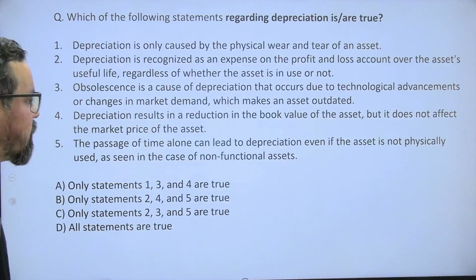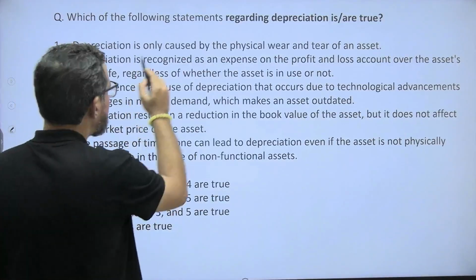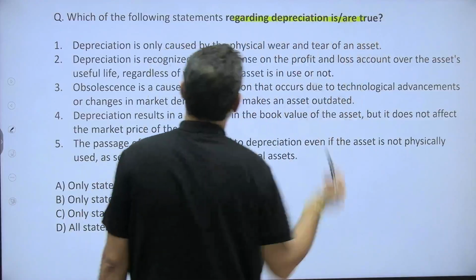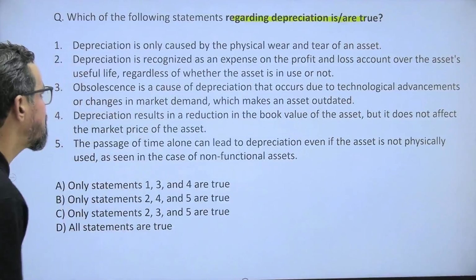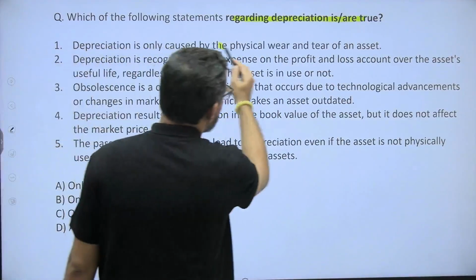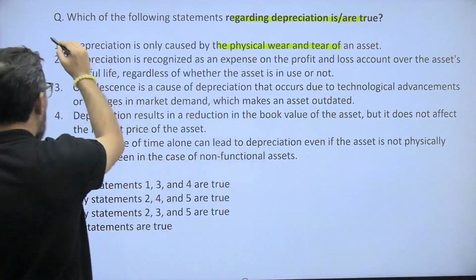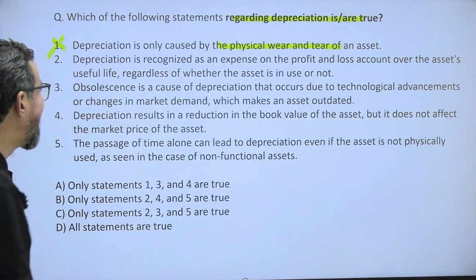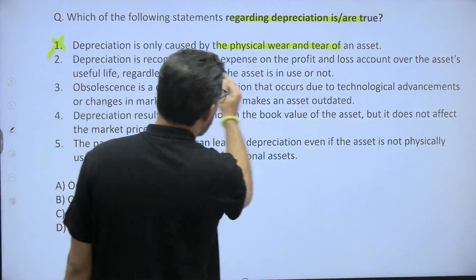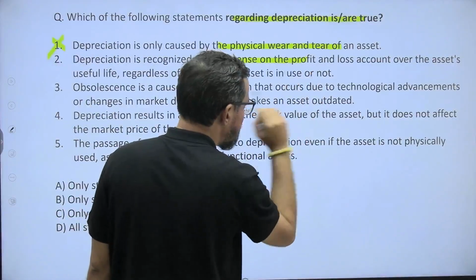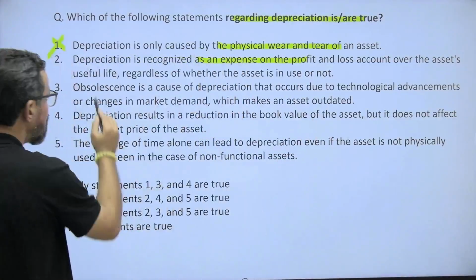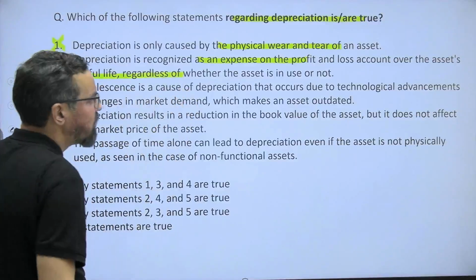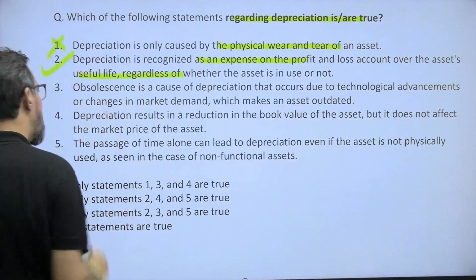If you get some theoretical questions, which of the following statements regarding depreciation are true? Depreciation is only caused by physical wear and tear? No, not only. We have obsolescence and other effects. Depreciation is recognized as an expense on the profit and loss account over the asset's useful life, regardless of whether the asset is used or not.